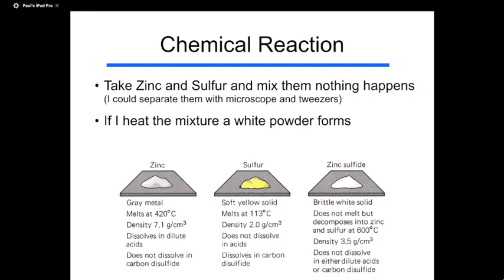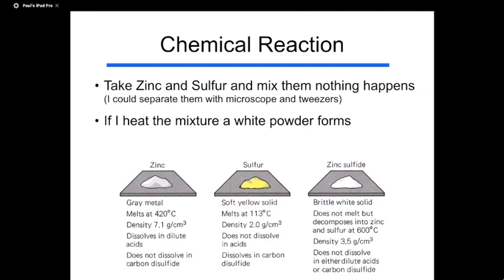If by chance I took the powdered sulfur and the powdered zinc and I put them into a dish and I just stirred them up, I'd have a mixture of gray stuff and a mixture of yellow stuff. And nothing would actually happen. I would just mix the two elements together. If I had the patience, I could put it under a microscope with tweezers and I could move all the gray and move all of the yellow and separate them back out, and nothing would have happened.